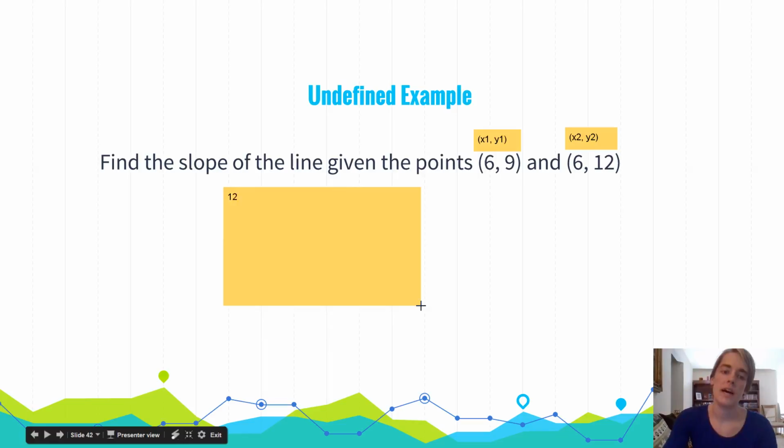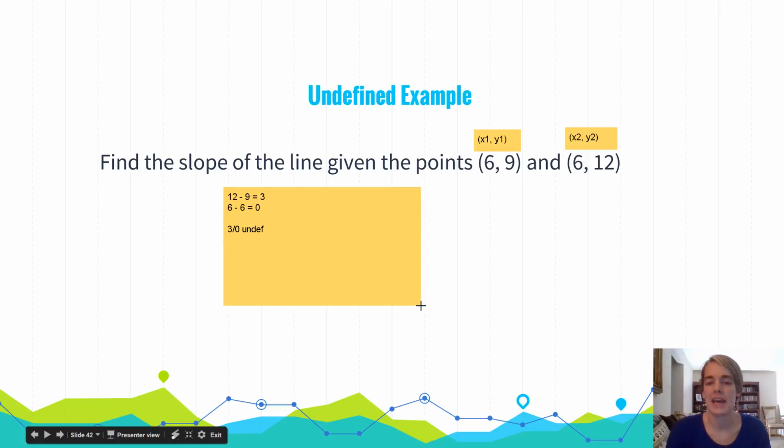if we subtract our Y values are 12 and 9, and that will get you 3. Our X values are 6 and 6. If you subtract those, you get 0. When you do this formula, if you put that in any type of calculator, it should give you something like this. It'll probably just say UNDEF, which stands for undefined.